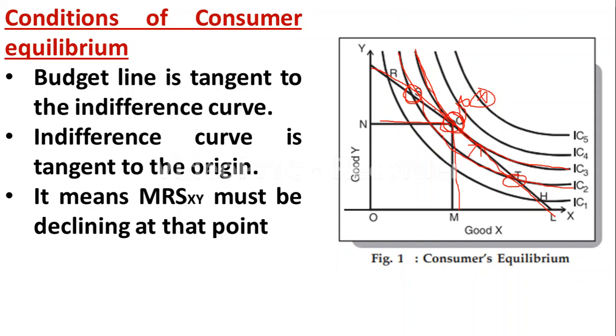Here he can purchase more of good X at point Q, and here IC3 gives him more level of satisfaction. So consumer equilibrium will be found at the point Q, where budget line is tangent to the indifference curve. So here it is a consumer's equilibrium point.